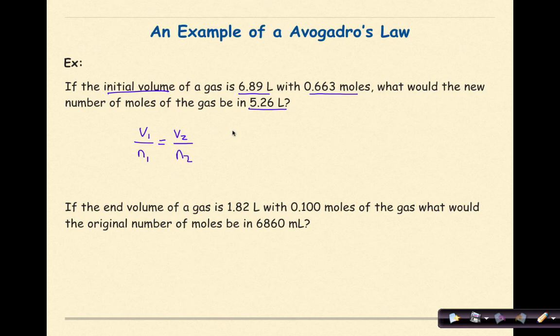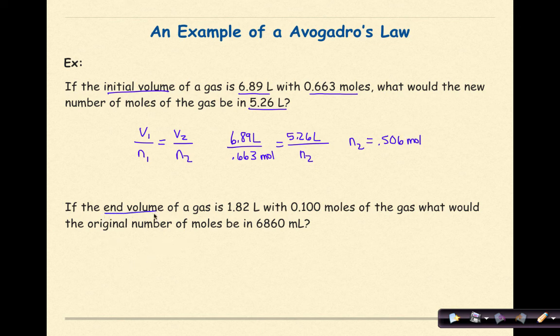My initial volume is 6.89 liters, and my initial number of moles is 0.663 moles. We're looking for the new number of moles of the gas if the new volume is 5.26 liters, so we are going to solve for N2. So if we cross multiply and divide by 6.89 liters, we find that the new number of moles would be 0.506 moles of gas. Let's look at another example.